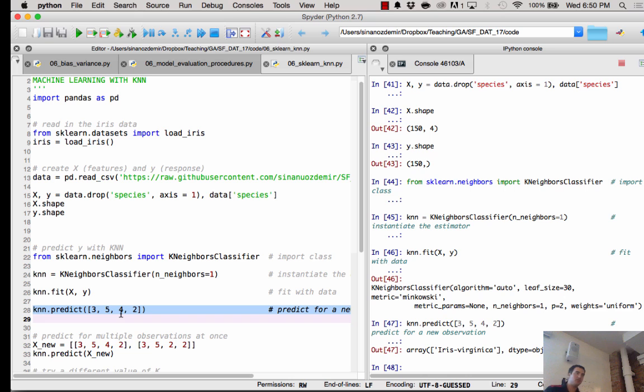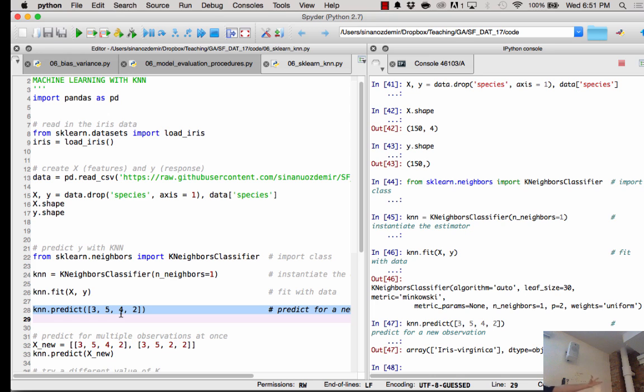All a supervised model needs is a set of predictors and a response. That's all it needs. This n neighbors equals 1, that's called a parameter. So KNN is the model, to put it in terminology, and neighbors is a parameter. X is the set of predictors, and Y is the response. To put it in machine learning terminology, X and Y are the predictors and the response.